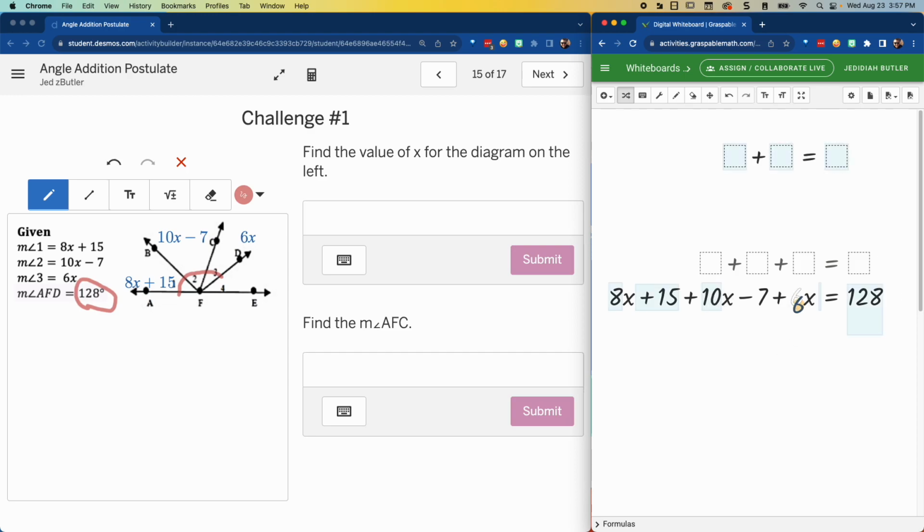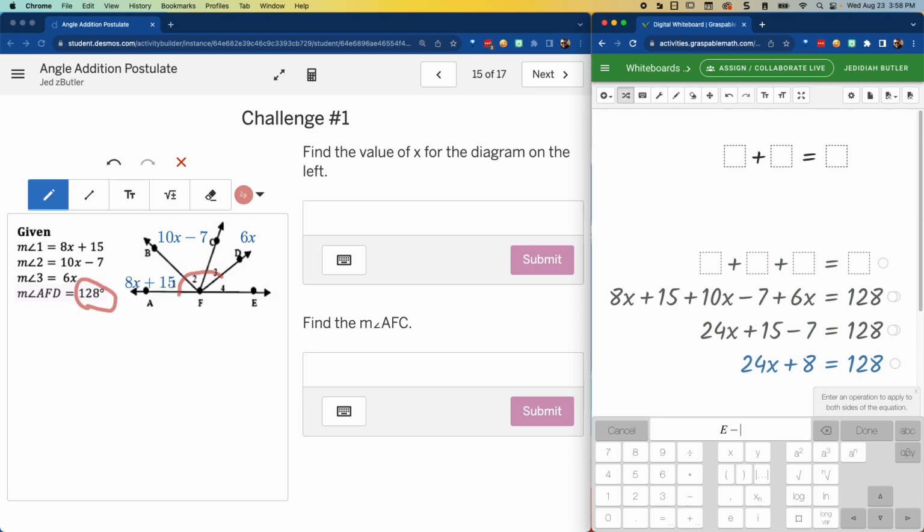Now, another kind of nifty move, if you start pulling a term but it doesn't pull the whole thing and you want all of it, the keyboard button to press is Alt, A-L-T, and I always think of the phrase all of it because now I can grab more if I press that. It allows me to combine 6x and 10x. Let's say I wanted to combine the 16x and the 8x. And I have 24x plus 15 minus 7 equals 128. Let's combine those two by adding it together.